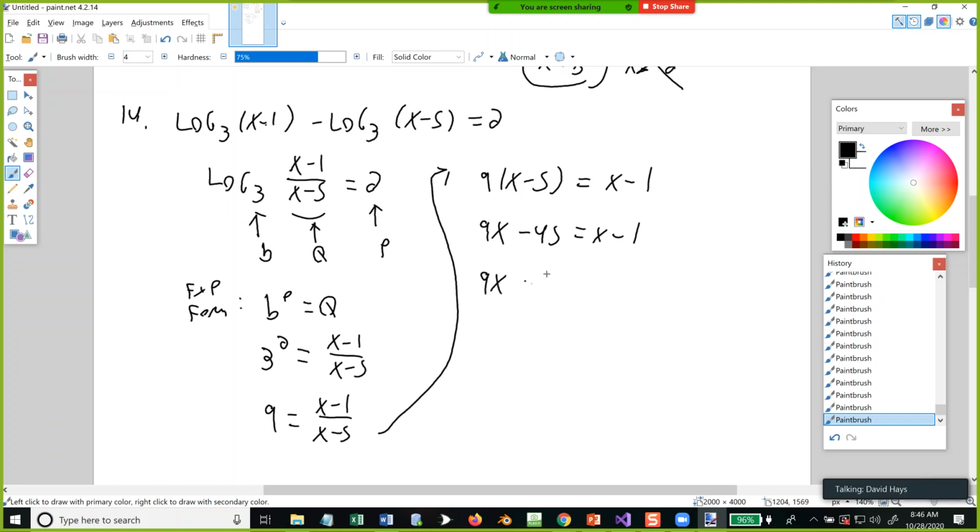Get everything with an x on one side, numbers on the other side. So I got 8x equals 44. Divide both sides by 8. And that gives us 11 over 2, or 5.5. Decimal isn't really an acceptable answer, but it's nice to check it with. For example, 5.5 minus 1 is 4.5. That's not negative, it's not 0. 5.5 minus 5 is 0.5. That's not 0, it's not negative. So 11 halves is our answer.